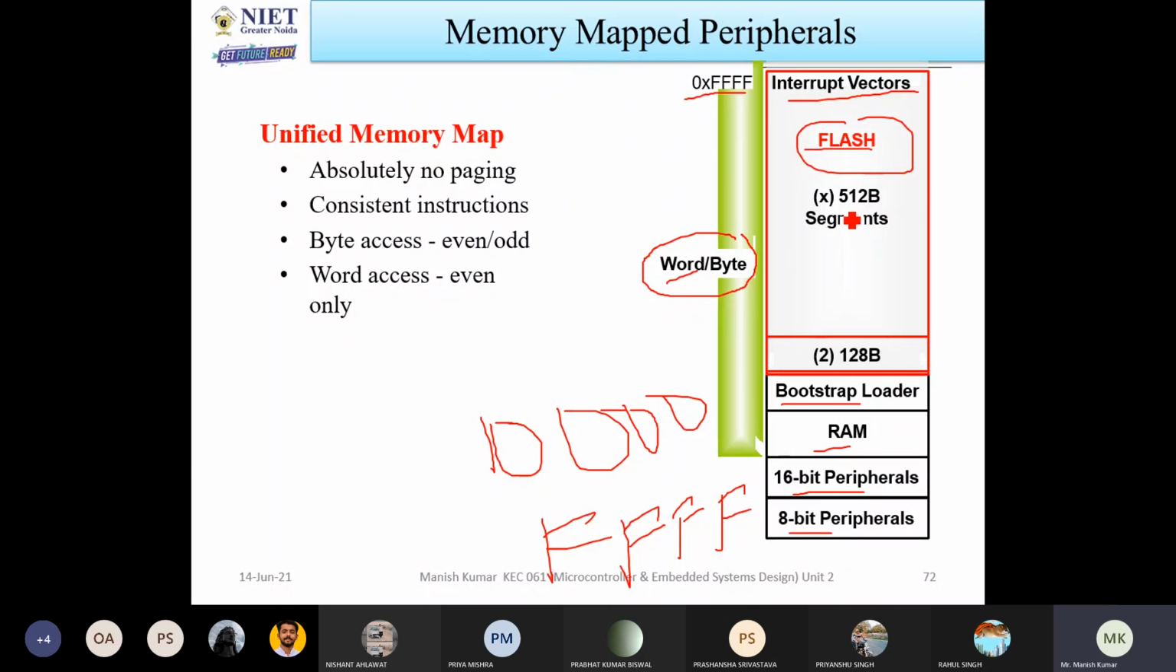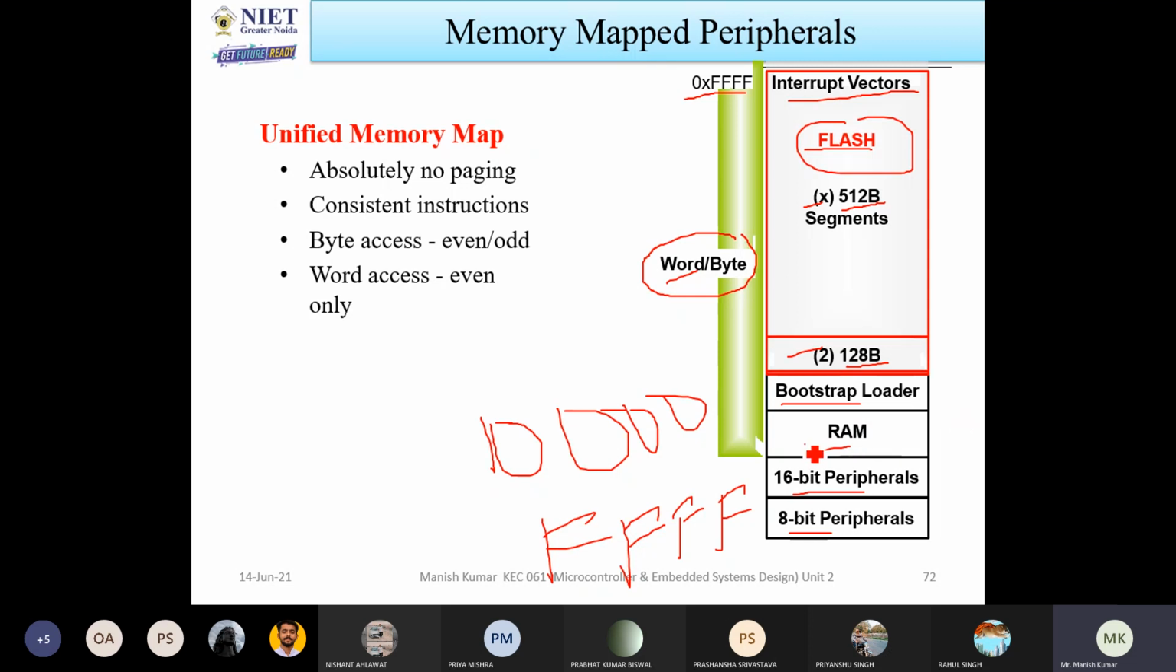This flash memory is of 512 bytes, and also 128 bytes is there. I will tell you what the X and the 2 are. There are different segments, which I will discuss in the next slides. Bootstrap loader: all of you know that if you are manufacturing memory, a pen drive or flash drive of any type, some memory is reserved for the manufacturer. If some problems occur, with the help of that location he will rectify the problem. For that purpose, the bootstrap loader is available.